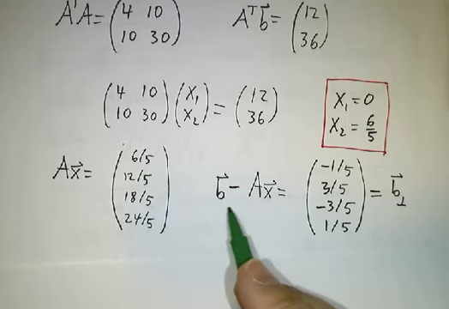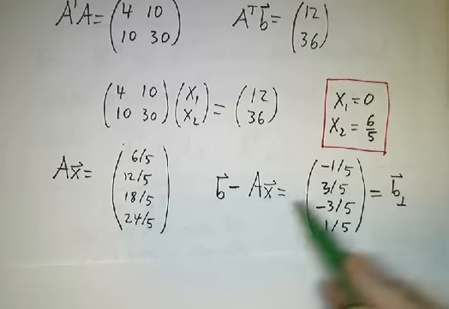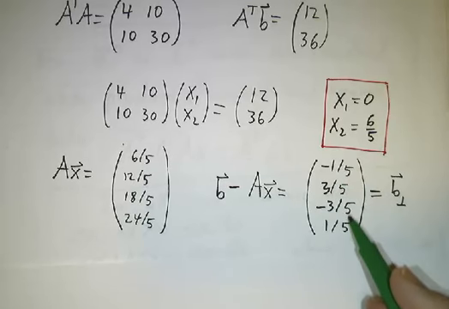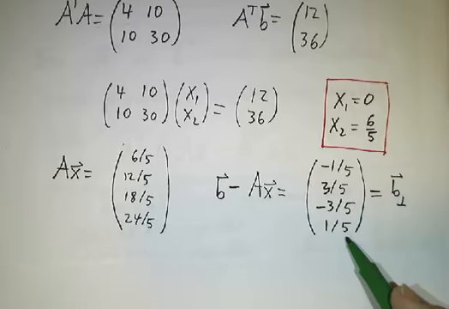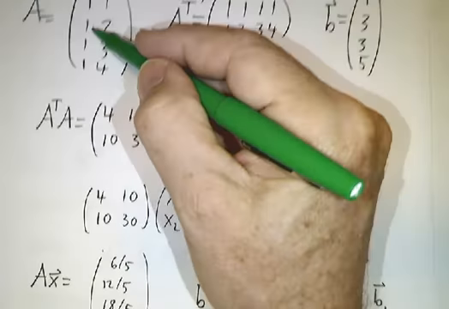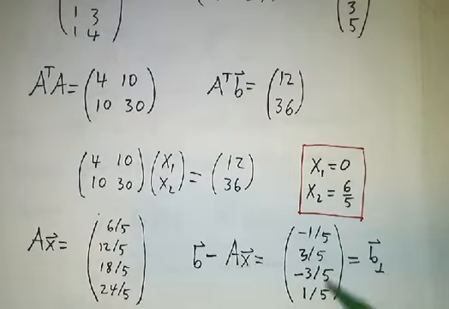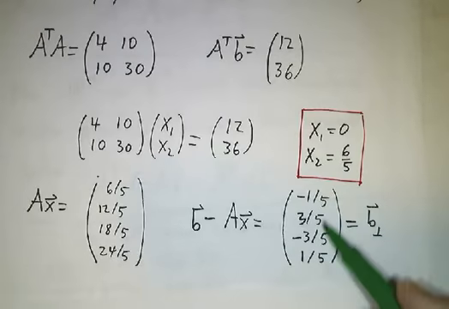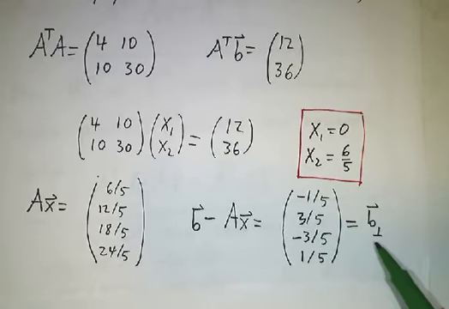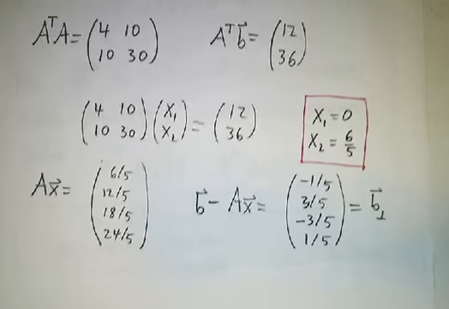And the residual, the thing that's left over, is minus 1/5, 3/5, minus 3/5, 1/5. And that's orthogonal to 1, 1, 1, 1, because these terms add up to 0. And it's orthogonal to 1, 2, 3, 4. You can work it out. And this is what we call B perp.